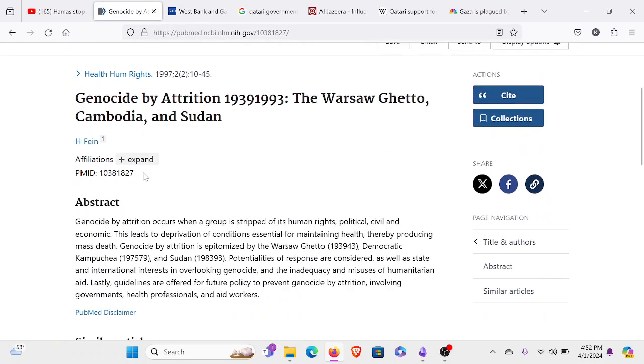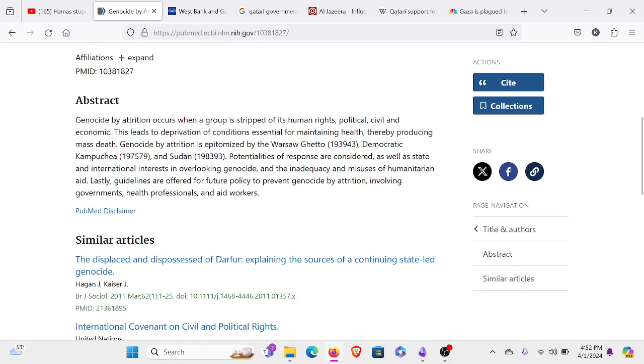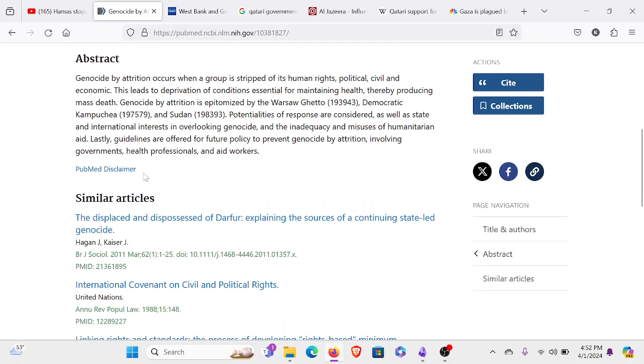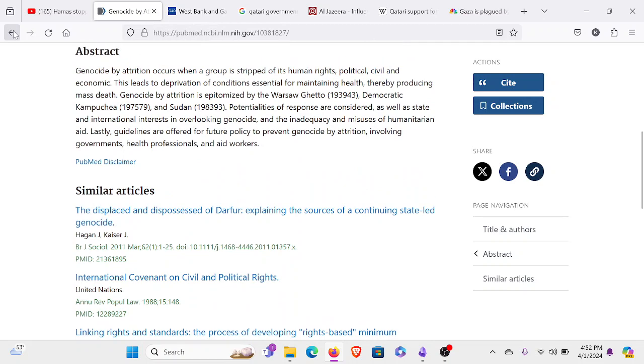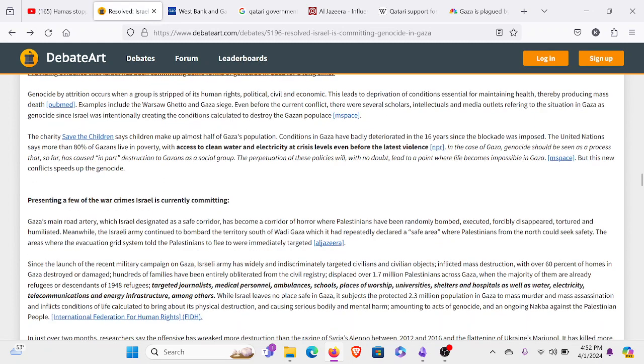Genocide by attrition. The Warsaw Ghetto and Democratic Kampuchea and Sudan. Okay. So that's just some people wanting to use the word genocide for attention or to insert more urgency into the arguments that they have. Even before the current conflict, there were several scholars, intellectuals, and media outlets referring to the situation in Gaza as genocide, since Israel was intentionally creating conditions calculated to destroy the Gazan populace.